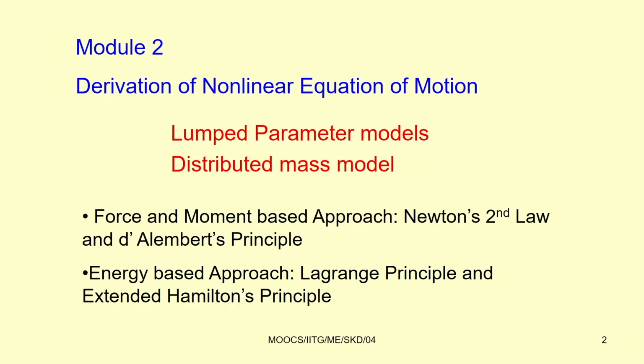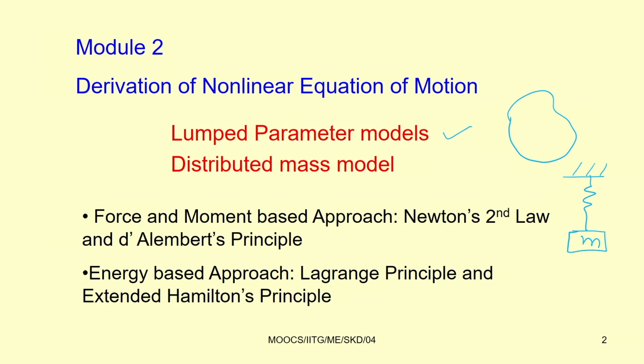Already you are familiar with two different types of models. One is the discrete or lumped parameter model, and the second one is the distributed or continuous model. A physical system can be modeled either by using the lumped parameter model or discrete model. In a discrete model you will have a discrete number of degrees of freedom. For example, a single spring mass damper system is a single degree of freedom system.